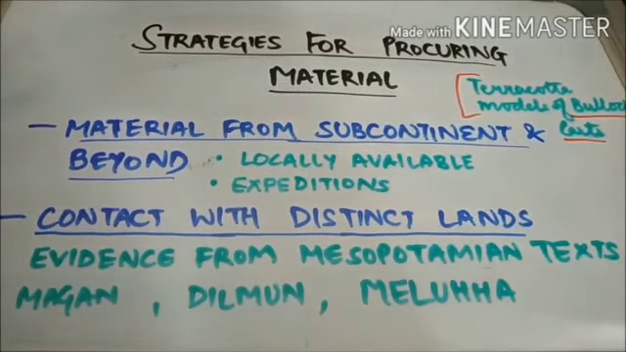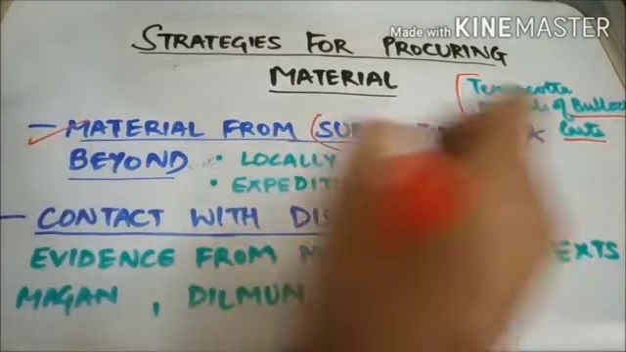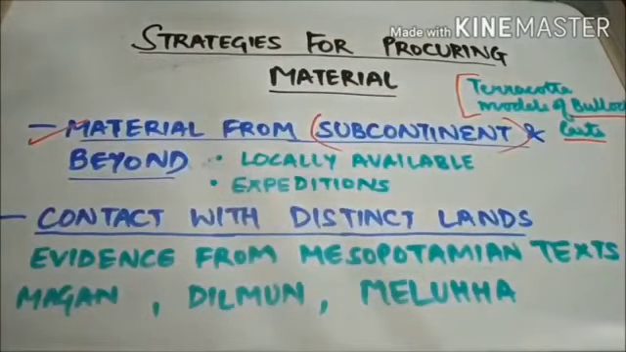Coming on to the first subtopic, from subcontinent and beyond. Subcontinent में present day India, Sri Lanka, Pakistan, Afghanistan, Nepal, Bhutan ये सब आता है. So there are certain examples of locally available material, like shells which were available in sites like Nageshwar and Balakot, which we've already discussed.